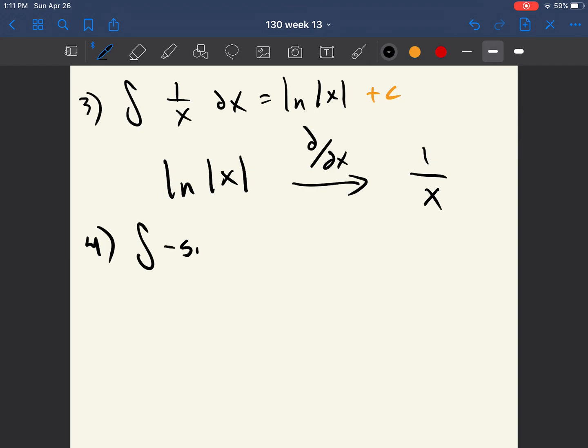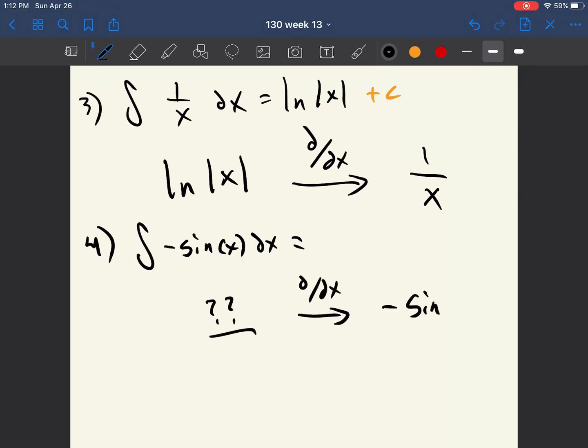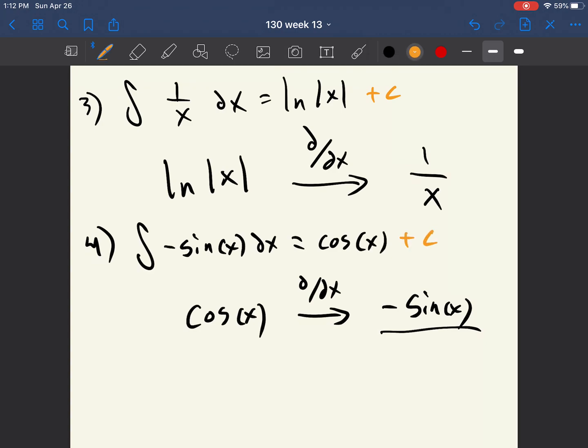And then the very last one here, the antiderivative of minus sine of x dx. You're thinking to yourself, what function has a derivative that's equal to minus sine of x? And I bet you can pretty quickly get to the function cosine of x. If you think about the derivative of cosine, its derivative is exactly minus sine. So the antiderivative of minus sine should be cosine. And then we stick this plus c on there, because this is supposed to be the general antiderivative.